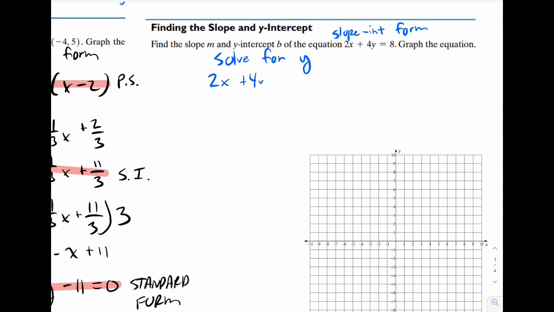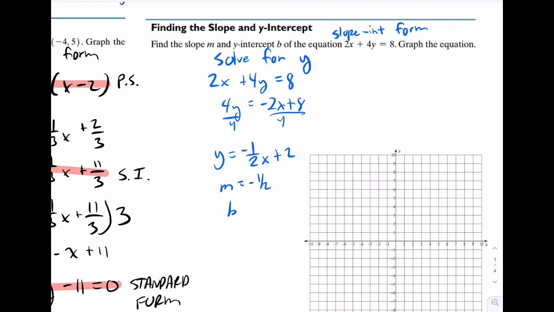2x plus 4y equals 8. Let's move the 2x over, divide by 4. So y is equal to negative 1/2 x plus 2. So m is negative 1/2, b is 2. I'll note that this is slope-intercept form. That's a good habit for you guys too.